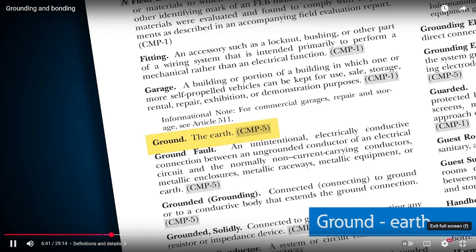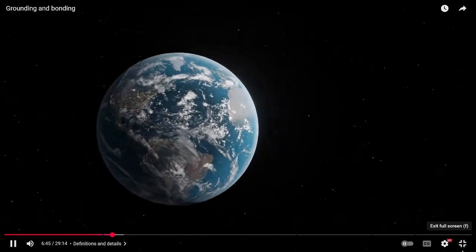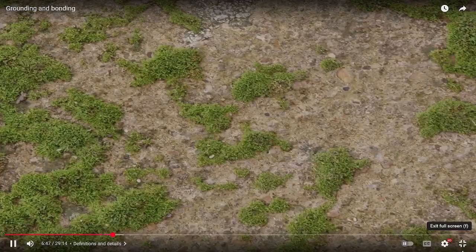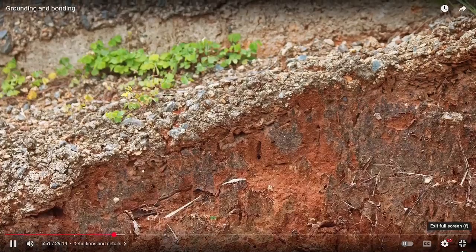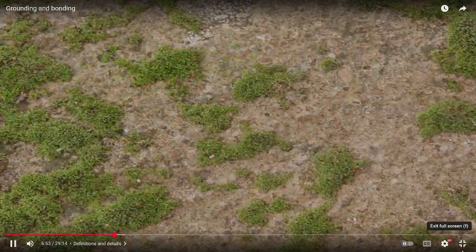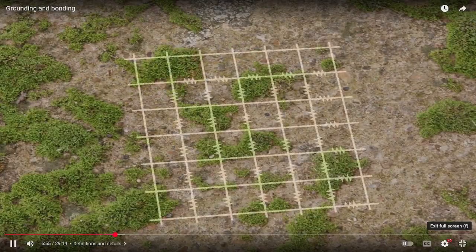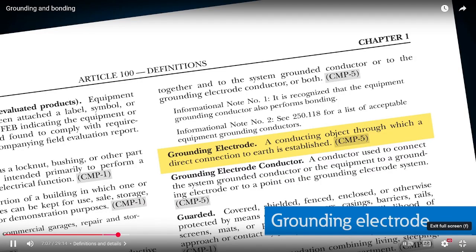The National Electrical Code tells us that ground is the earth. I think it's the shortest definition in the National Electrical Code. We define ground as the earth. So anywhere where you use the word ground, you're thinking you're tying to or connecting to the earth. Because the earth does not come with terminals, we have to establish a connection to earth, and we do that through what we call the grounding electrode.